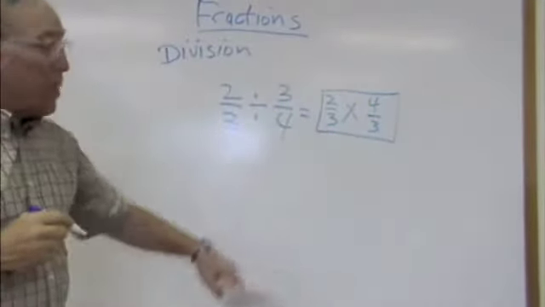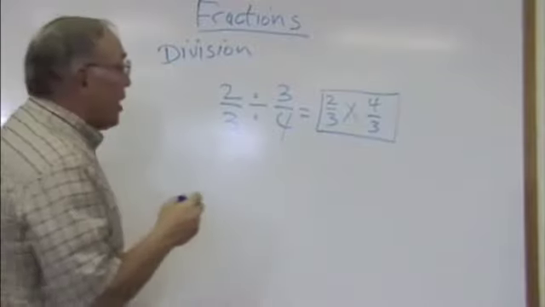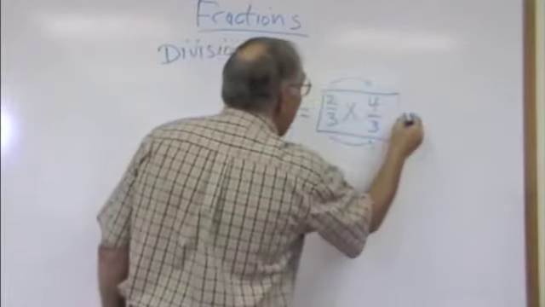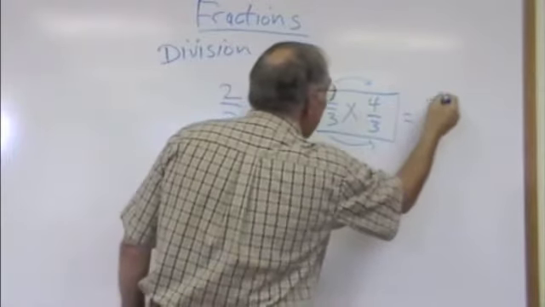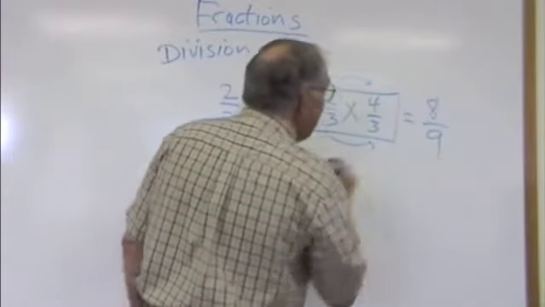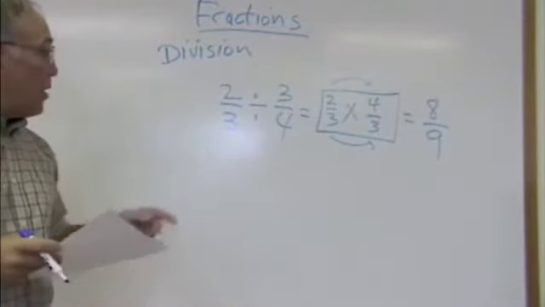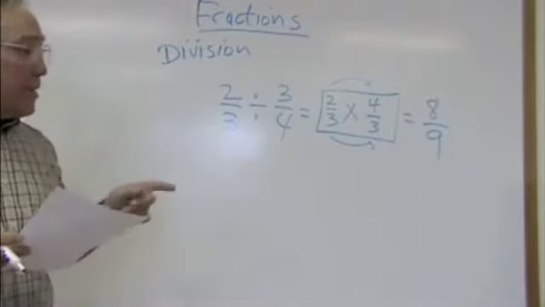I don't see any place I can cancel here, so I'm just going to go ahead and multiply. When we have multiplication, it's top times top, bottom times bottom. 2 times 4 is 8. 3 times 3 is 9. And we have the correct answer. 2/3 divided by 3/4 is 8/9.